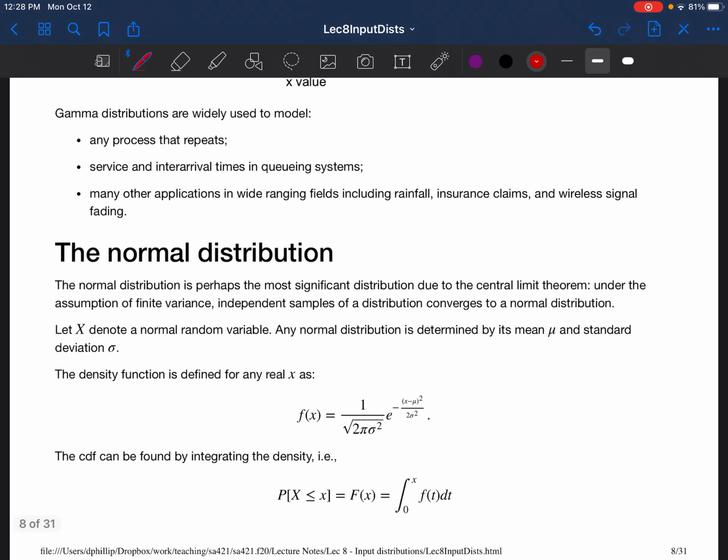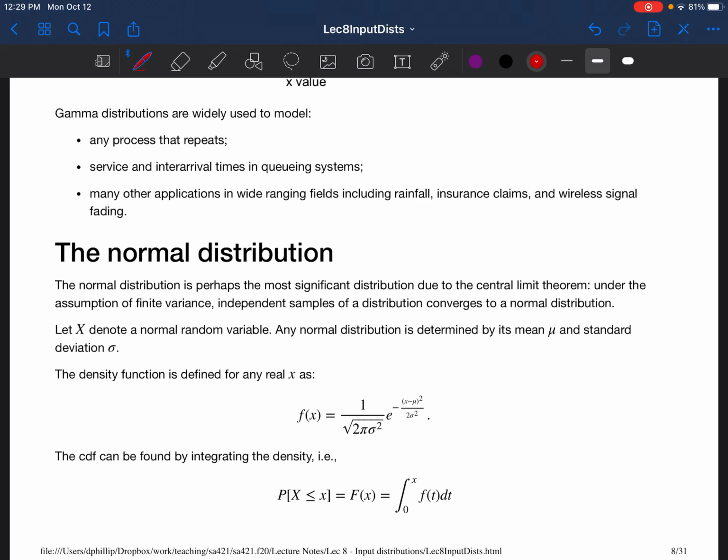The last family of distributions I'll talk about is the normal distribution. This is perhaps the most significant because of the central limit theorem. If we assume finite variance, independent samples of any distribution converge to a normal distribution over time. So if you get enough samples, all distributions start to look normal under the assumptions of the central limit theorem. Very powerful theorem, one of our most important ones.